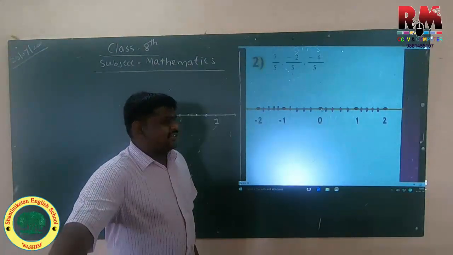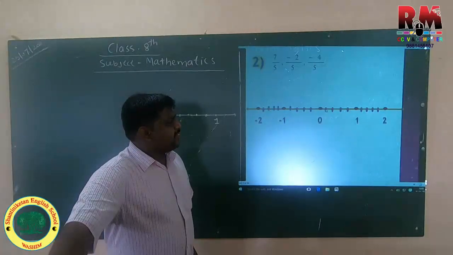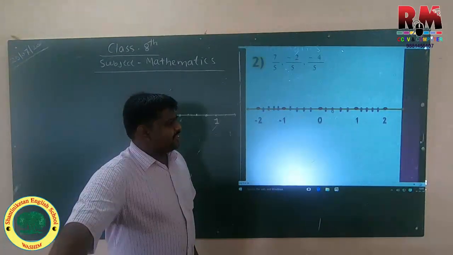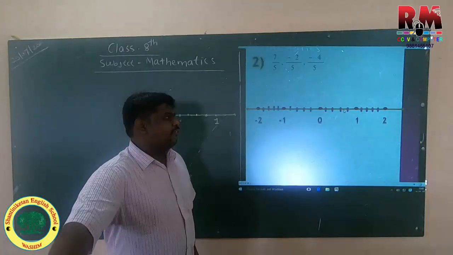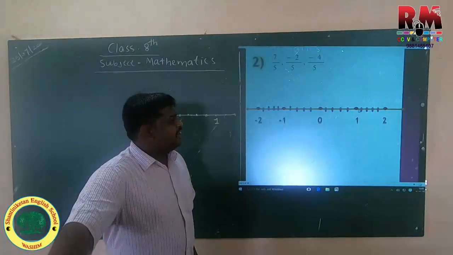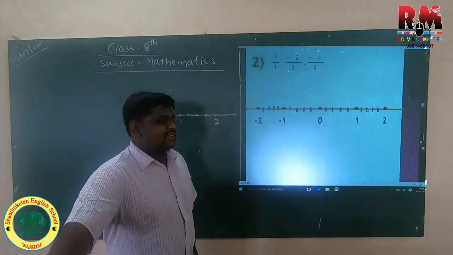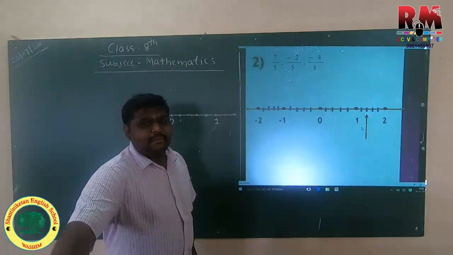0 can be written as 0 by 5. Then the first dot is 1 by 5, the second dot is 2 by 5, third 3 by 5, 4 by 5, 1 is 5 by 5, 6 by 5, and 7 by 5. Here is 7 by 5.